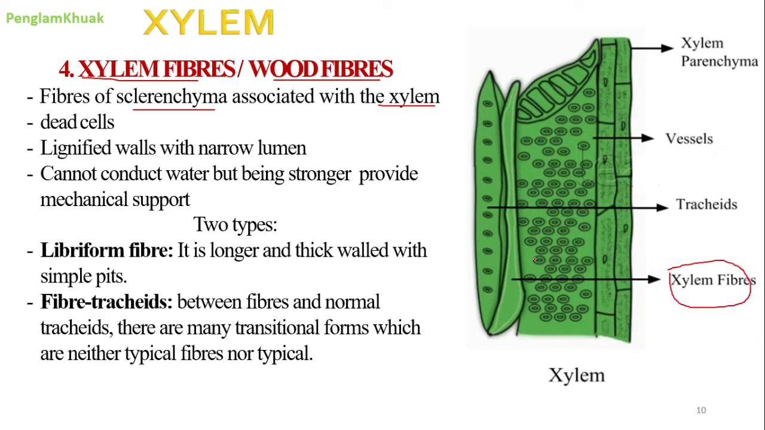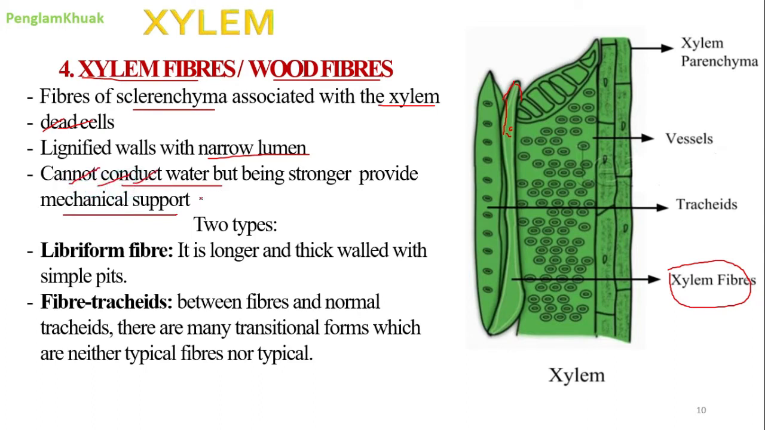Since sclerenchyma are dead cells, automatically this xylem fiber will also be dead cells. Within the wall, lignin is deposited, with a small narrow lumen. That means they have a small hole. Even though they have a hole, it will be very small. And the function is that they will provide mechanical support. Since they are dead cells, they will not allow the passage of water.